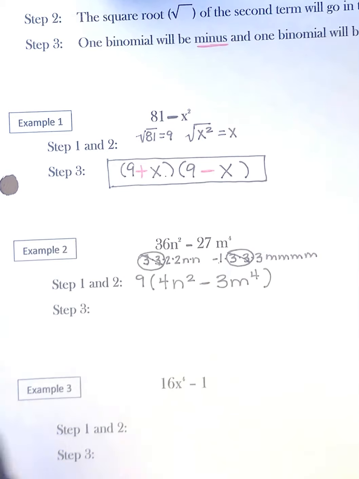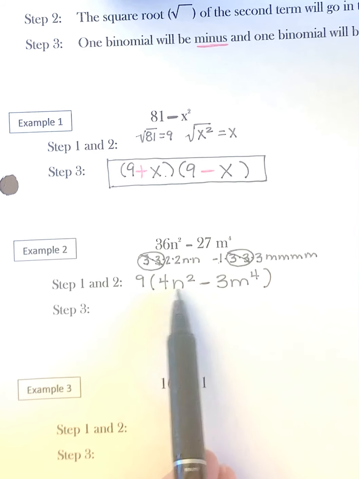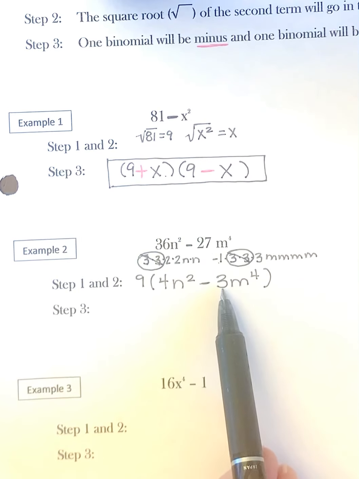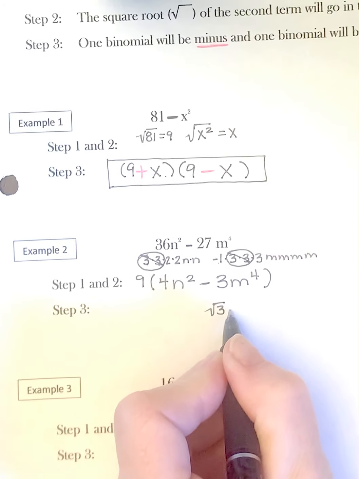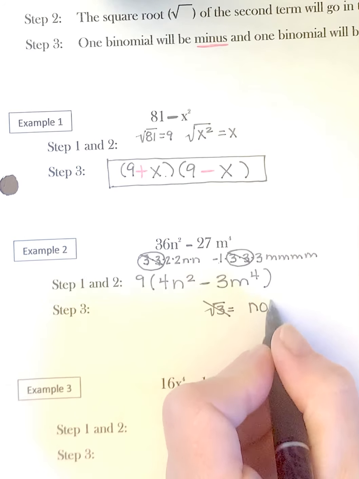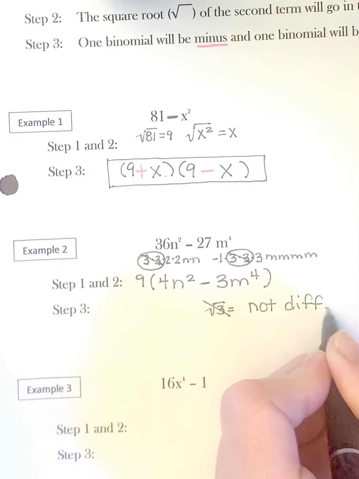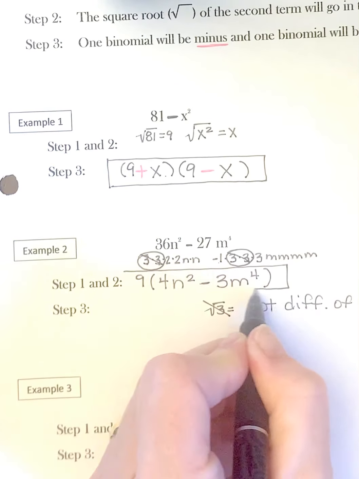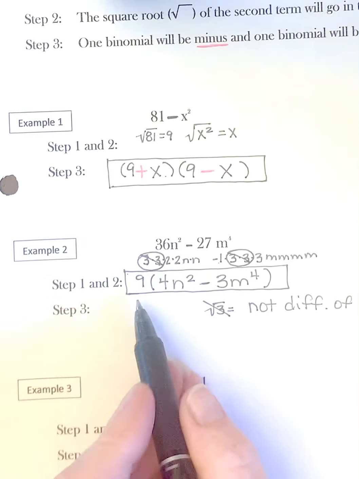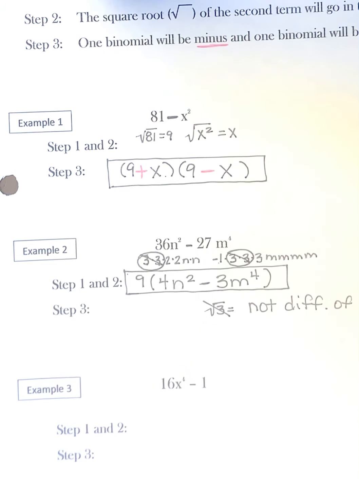All right, so we took out the greatest common factor. Now we look at it. Is the first term a perfect square? Yes, I can take the square root of 4 and I can take the square root of n squared. But when we look at the second term, is the last term a perfect square? No, I cannot take the square root of 3. Okay, so this is not a difference of squares. So you cannot factor it using a difference of squares, so we're done. The only thing we could do was take out a greatest common factor.